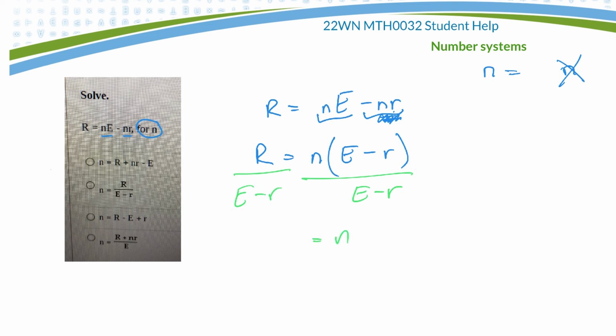So I'll have n is equal to R over e minus r. Do they have that? Yeah, that one right there. All right, hopefully that helps you with that one.